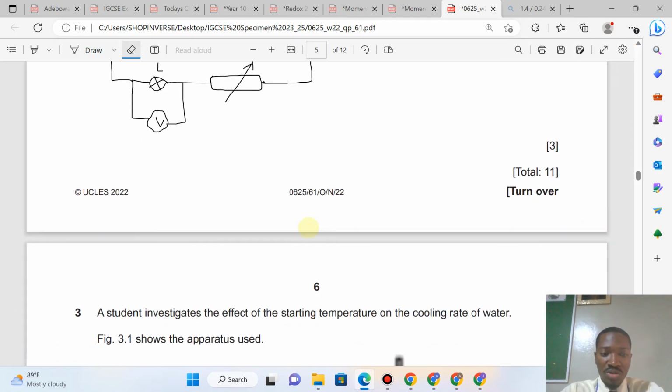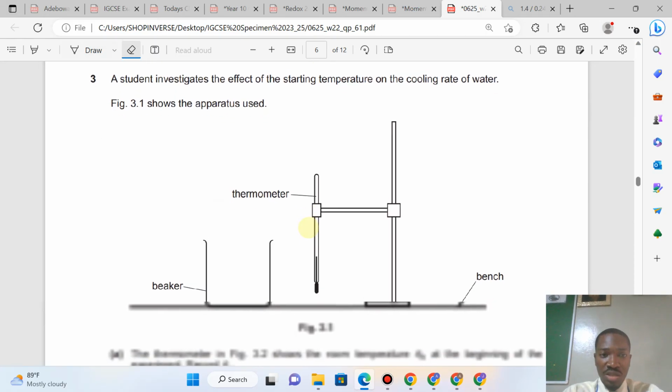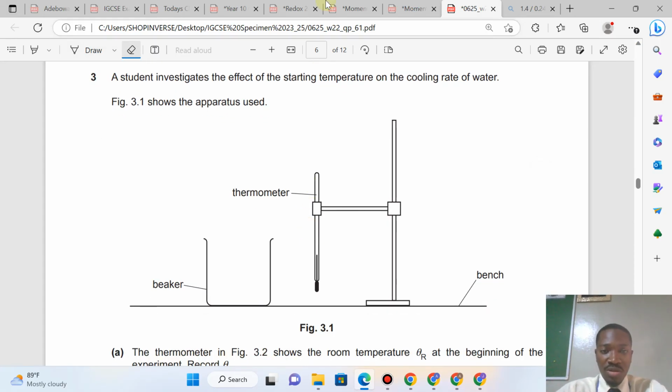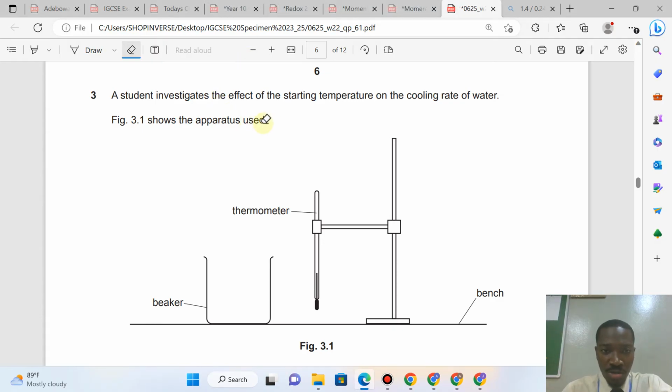Let's go straight to the next question. Question number 3 that has to do with heat. Let's go. Now we go straight to question 3. A student investigates the effect of the starting temperature on the cooling rate of water. Figure 3.1 shows the apparatus. So this is the apparatus.